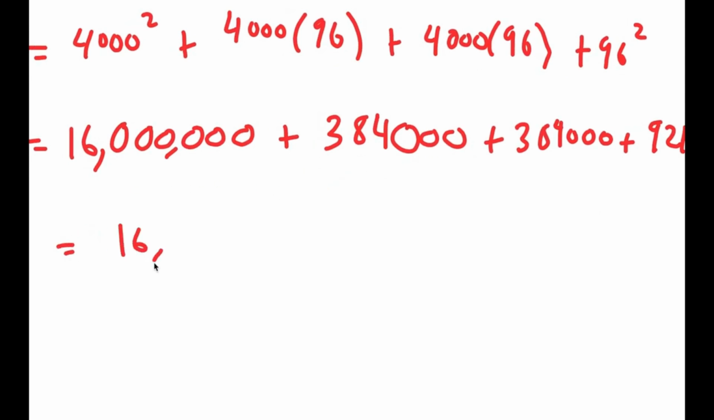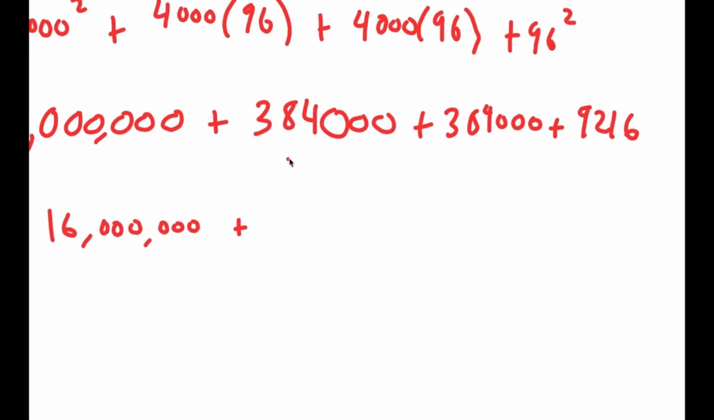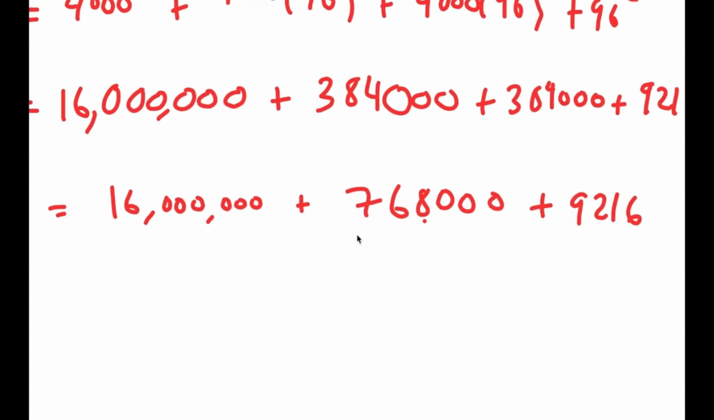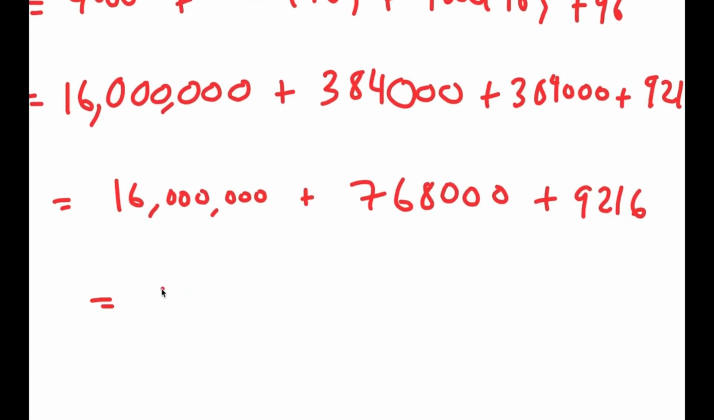So I get 16 million plus, let's first start by adding up 384,000 plus 384,000. So that's going to be 768,000 plus 9,216. And now this is equal to 16 million plus 768,000 plus 9,216, which is 777,216.